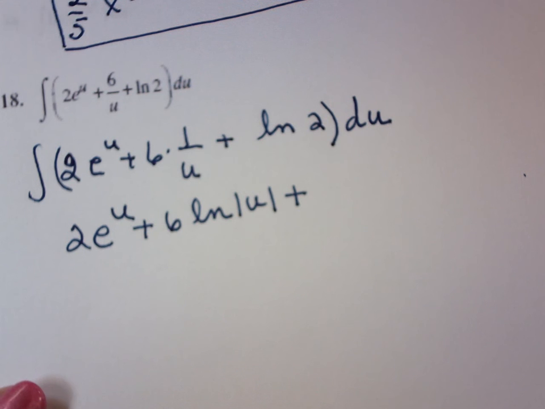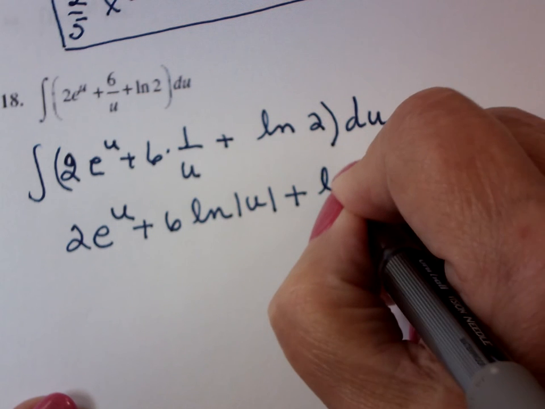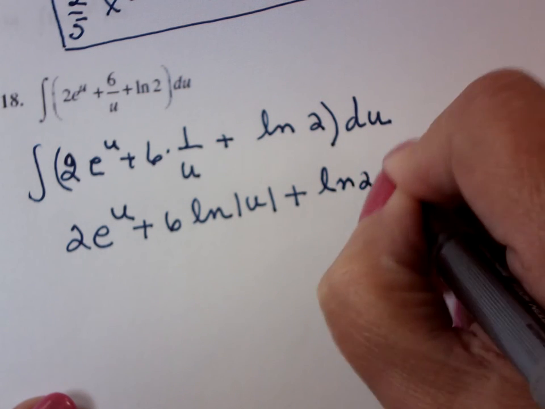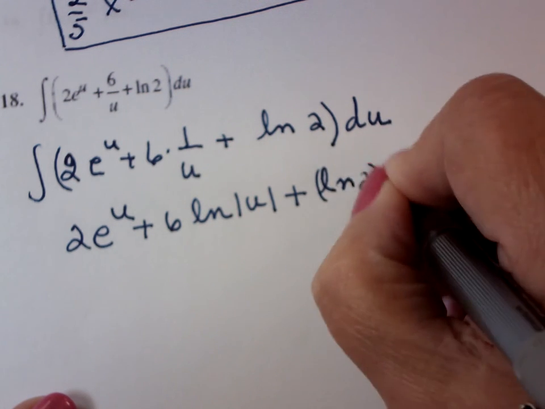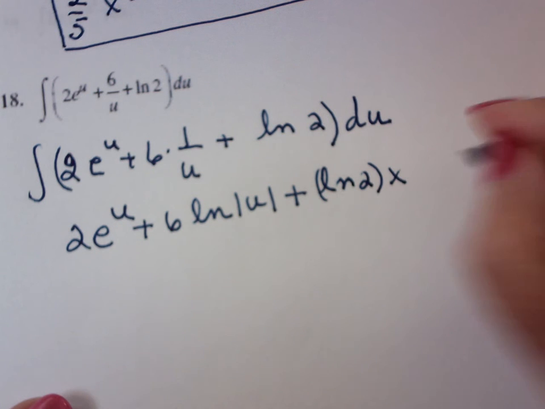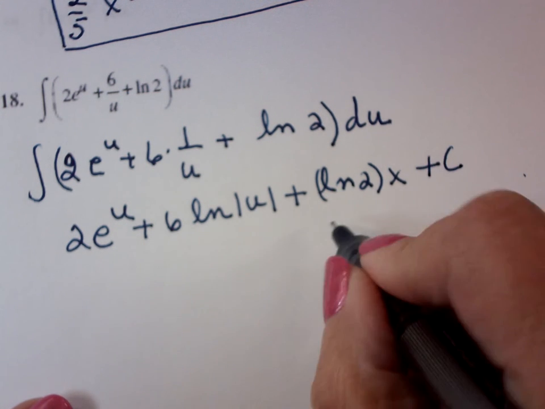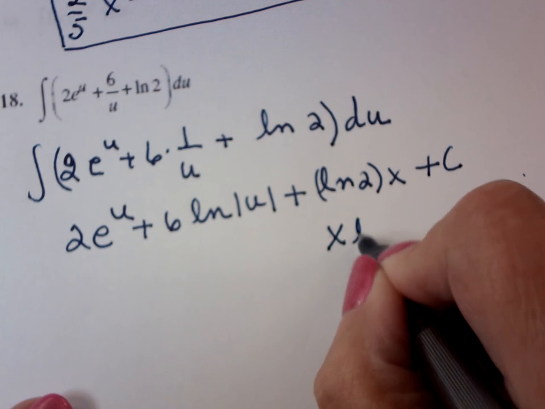What is the antiderivative of the natural log of 2? It's the natural log of 2, and this is times u. So it's not the natural log of 2u. It's the natural log of 2 times u. And then what else do I have to put? Plus c. Now, oftentimes you'll see this written as x natural log of 2.